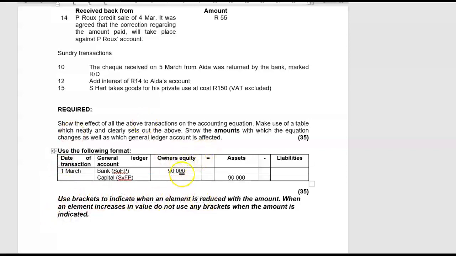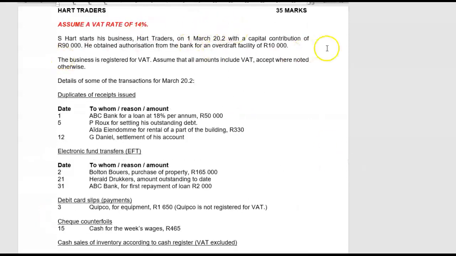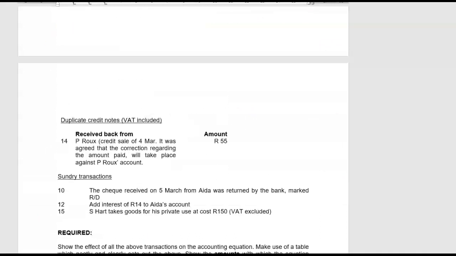So if something is getting less, like owner's equity for instance, you have to put it in brackets. When it's going to increase, then obviously no brackets. And then I gave you an example. And the example was the capital contribution on the 1st of March of 90,000 Rand.